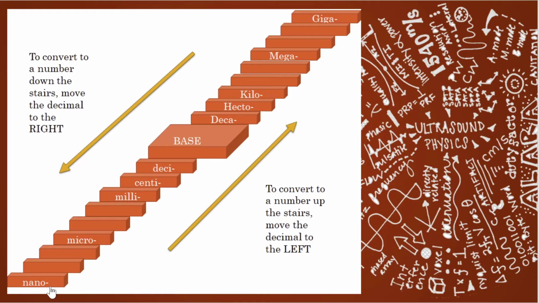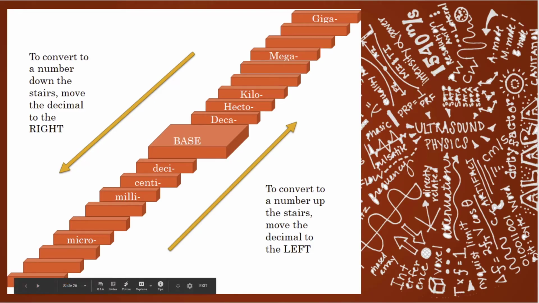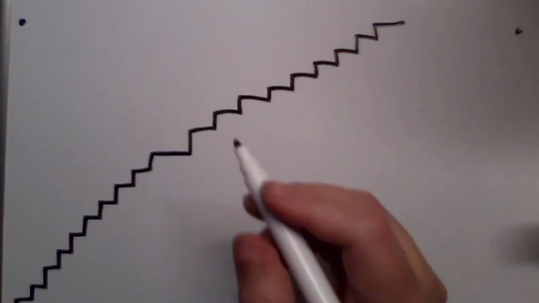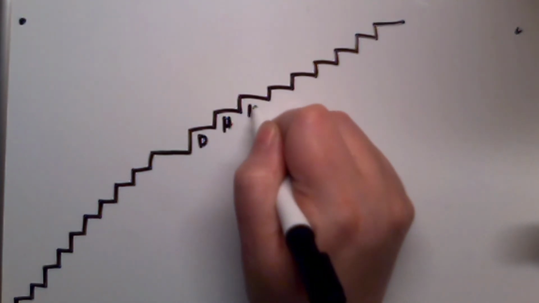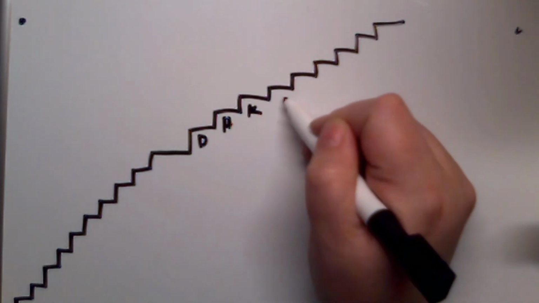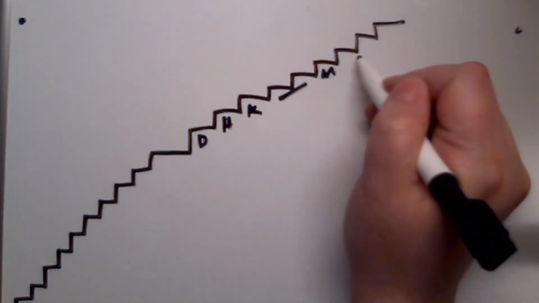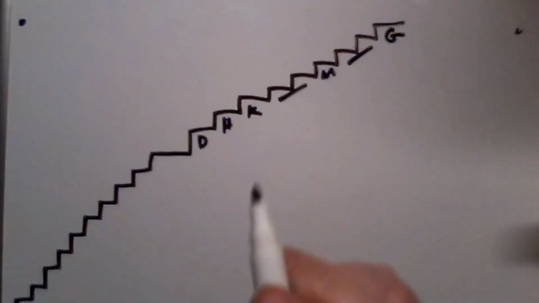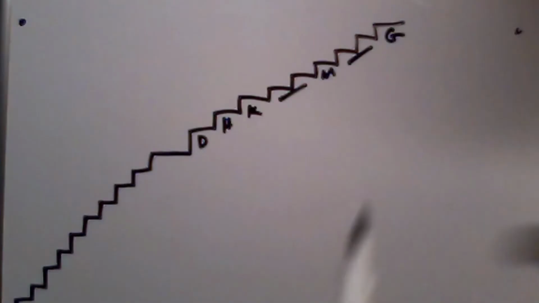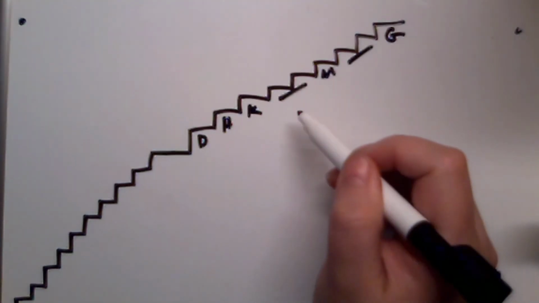And so if you draw your stairs out, I'm going to go to my drawing here. If you draw your stairs out, just make sure that you're drawing them all in, because what's kind of tricky about this is that after we do deca, hecto, and kilo, we skip 2 stairs, and then we have mega, skip 2 stairs, and then we have giga. So make sure you're skipping those stairs. Don't just go DHKMG because you're going to mess up your stairs.